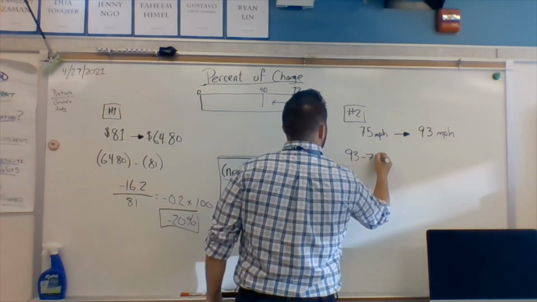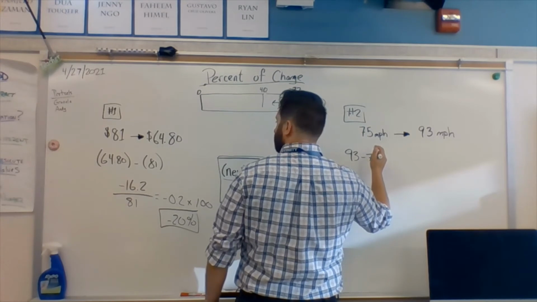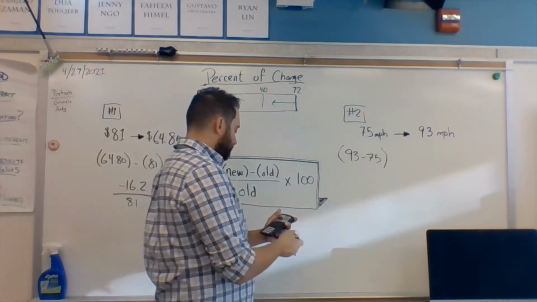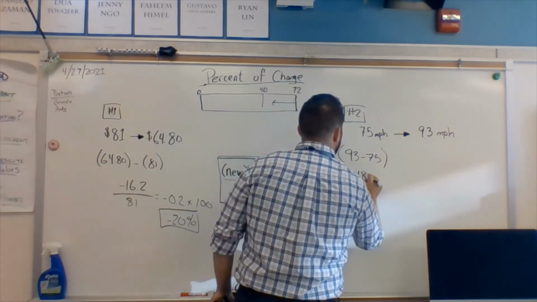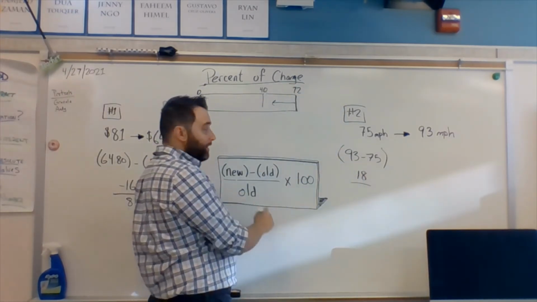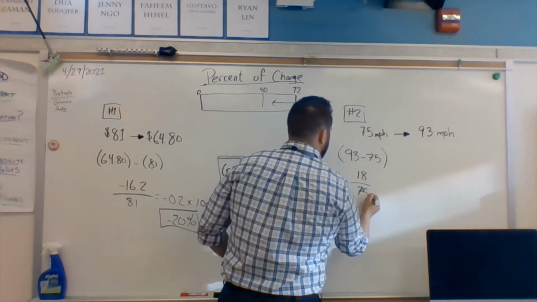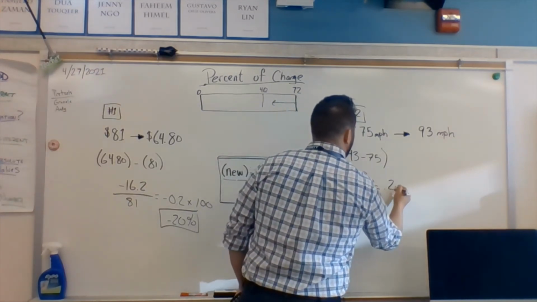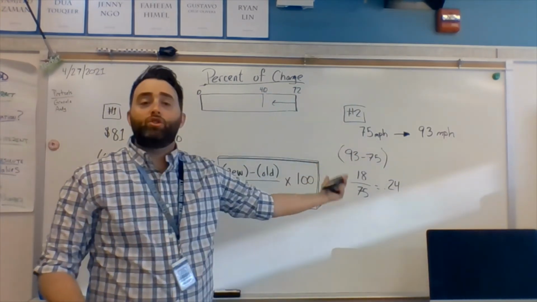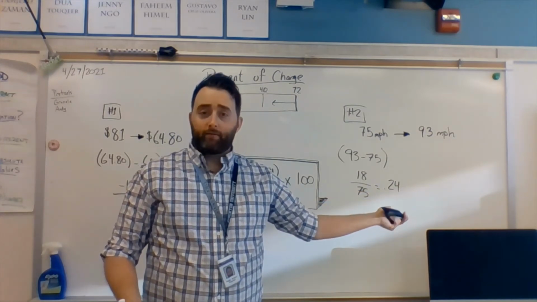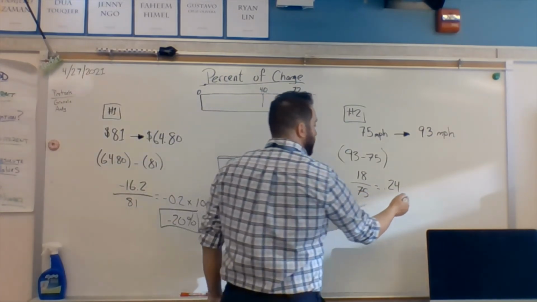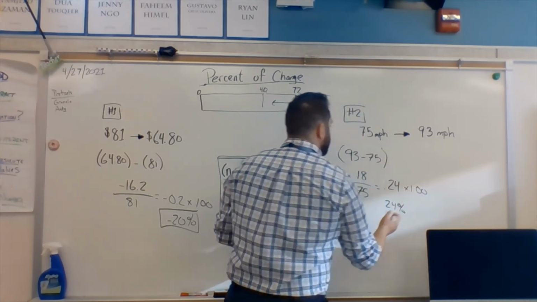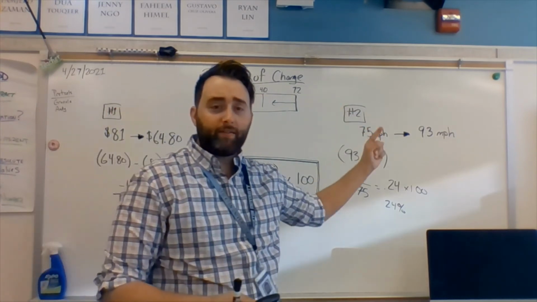93 minus 75 is 18. Divided by the old, which was 75. 18 divided by 75 gets me 0.24. Once again, if you can just know what 0.24 is as a percent from a decimal, good for you. Multiply it by 100 gets me 24%. So I increased my speed 24%.